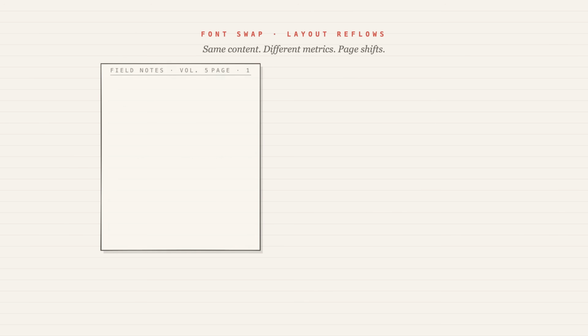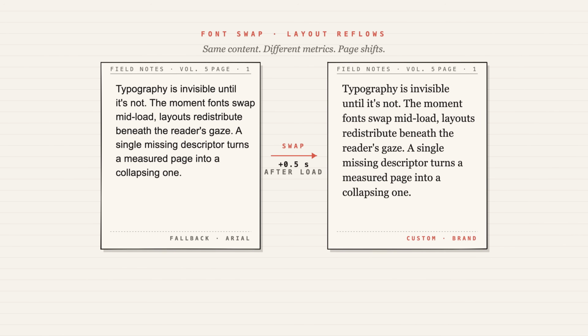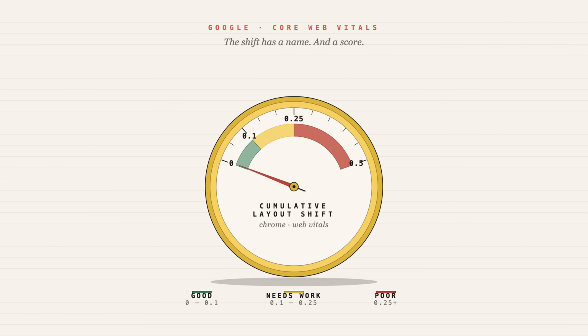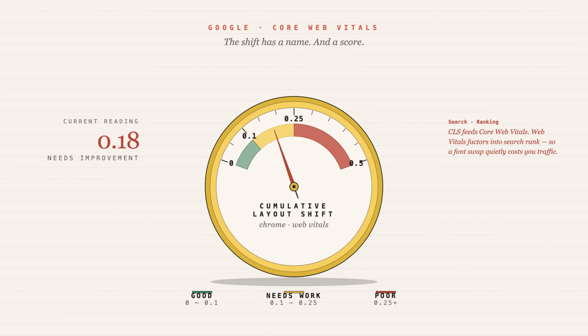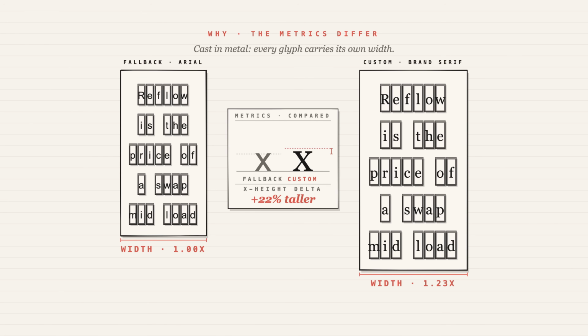Many websites have this problem and don't know it. Page loads, text appears in a fallback font, then half a second later swaps to the brand font, and the layout reflows. Google calls this cumulative layout shift. It hits your core web vitals score, which factors into search ranking. So this isn't just a visual annoyance, it costs traffic. And the reason is metrics. The fallback font and the custom font have different internal proportions. So when the swap happens, every line subtly resizes and the page reflows.